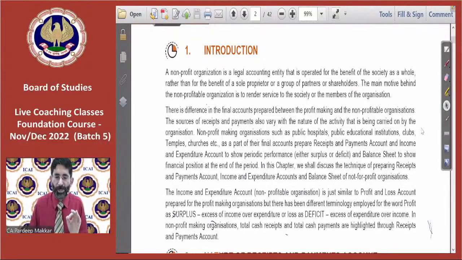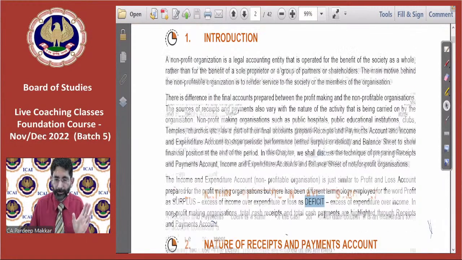Some names will be changed. Like in the income and expenditure account, the profit is called surplus and the loss is called deficit. That's it. Not too much difference. This is a simple change in name. Profit is a surplus, loss is a deficit.